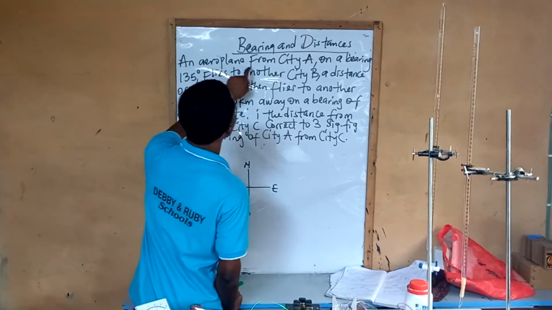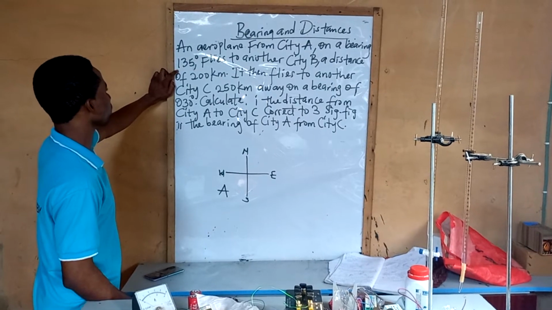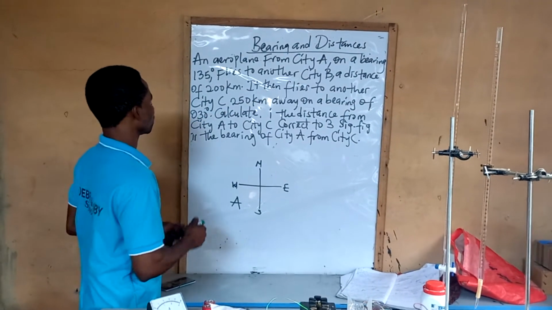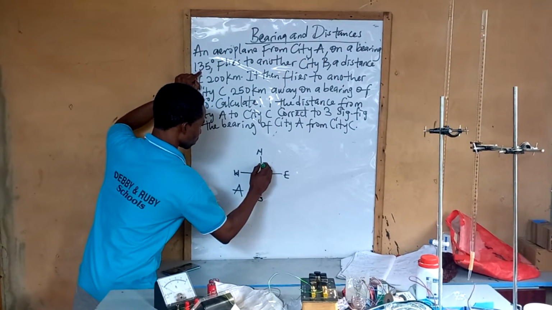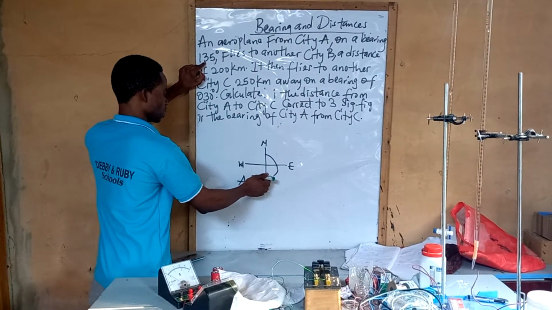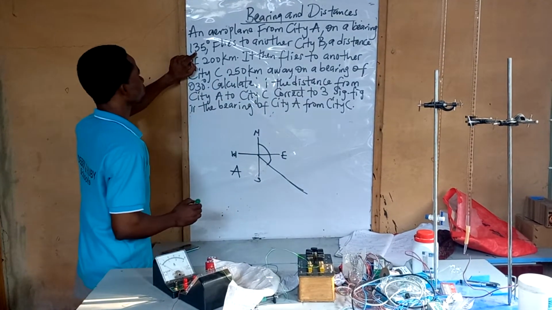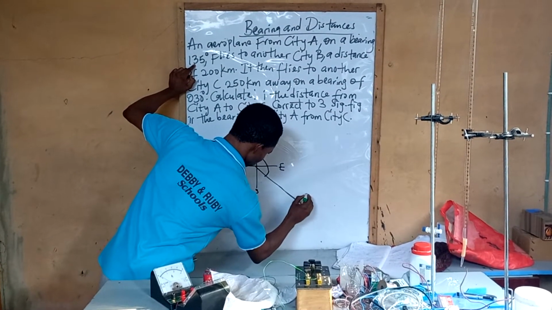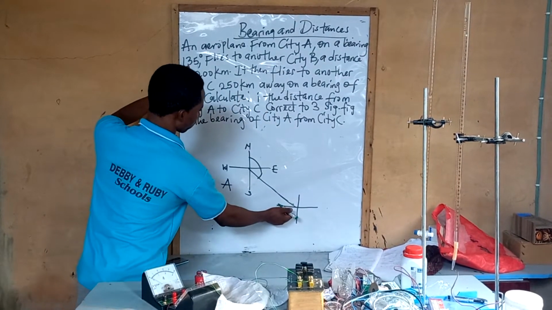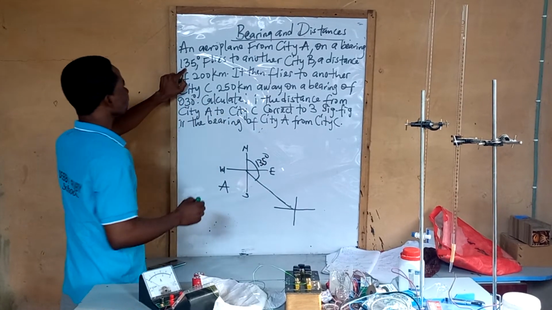So, an aeroplane from city A on a bearing of 135 degrees flies to another city B. That means on a bearing of 135, this is 90. So 135 should be around there, because if you reach it, that is 180. You bring it up. You make another focal point there. The bearing of 135, everything here is 135, because it is 3 digits.